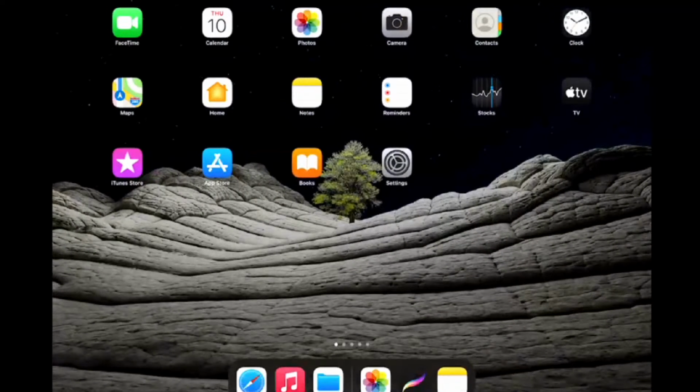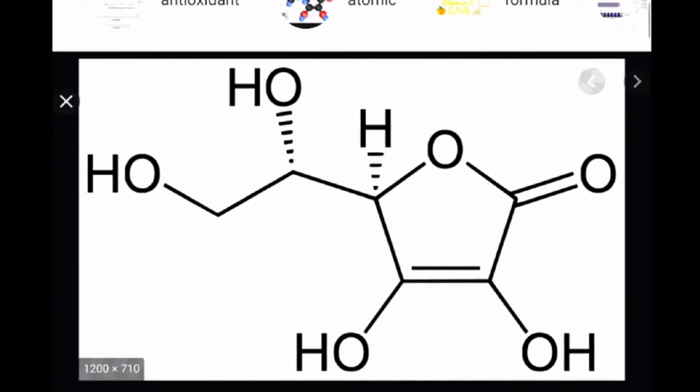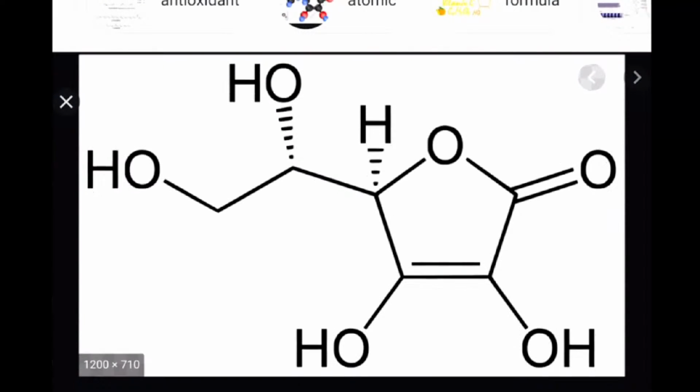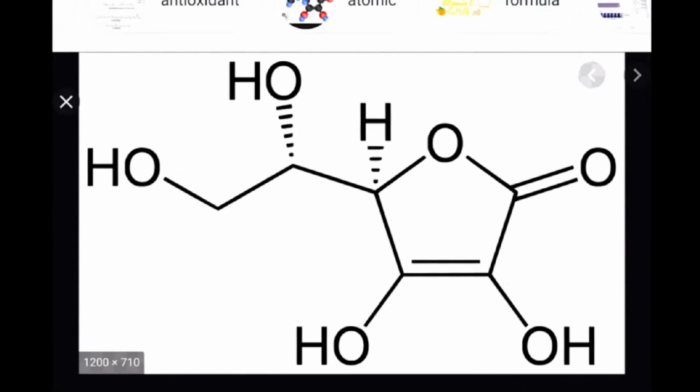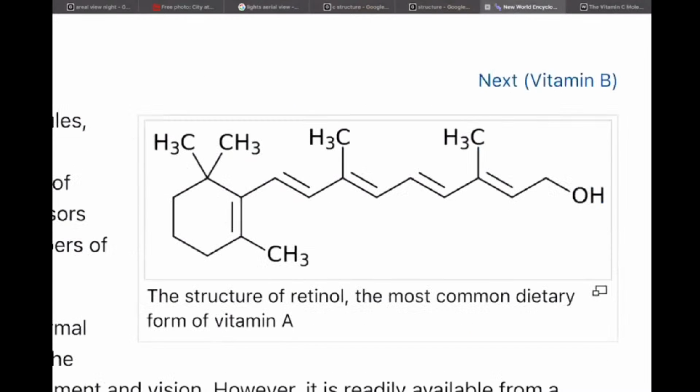Let me go back to vitamin A. So this was your vitamin C. It has so many OH groups. That's why it can form a large number of hydrogen bonds, and it is soluble in water. Whereas if you look at vitamin A, there is only one OH group. Rest of it is non-polar. That means that OH group is not capable of dissolving this vitamin A in water.